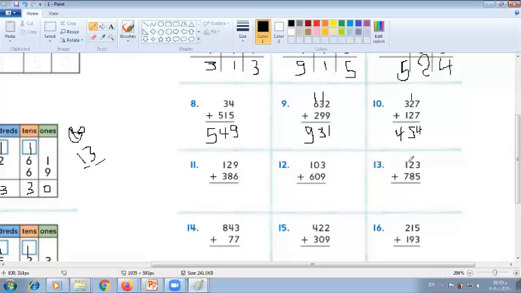That's it. Focus, guys. We only regroup and make a new 100 if I have more than 9. If I have 10 and more, that's when I regroup. If it's in the ones, that means I will regroup and make a new 10. If it's in the tens, that means I will regroup and make a new 100. But if I didn't pass 9, if I didn't go to 10 and after, then I don't have to regroup. I don't add any numbers in here.